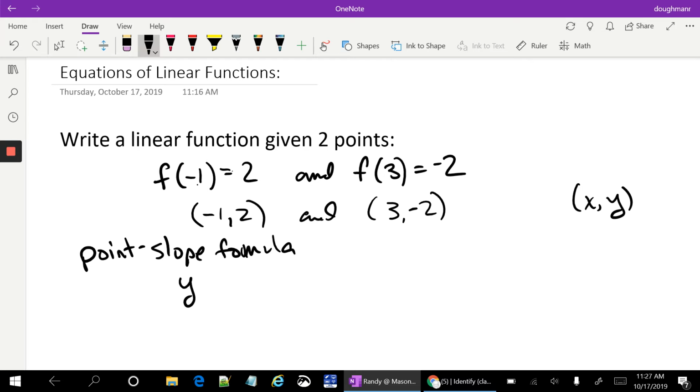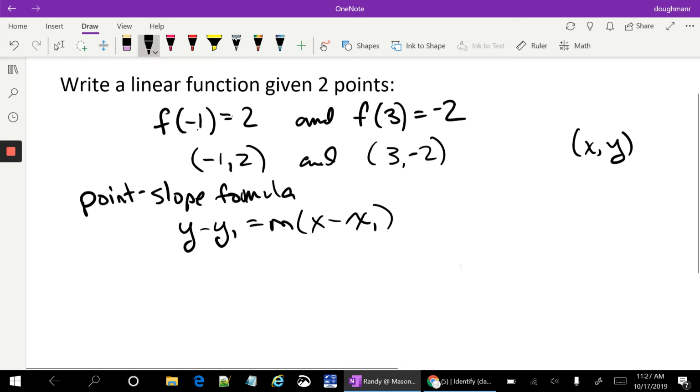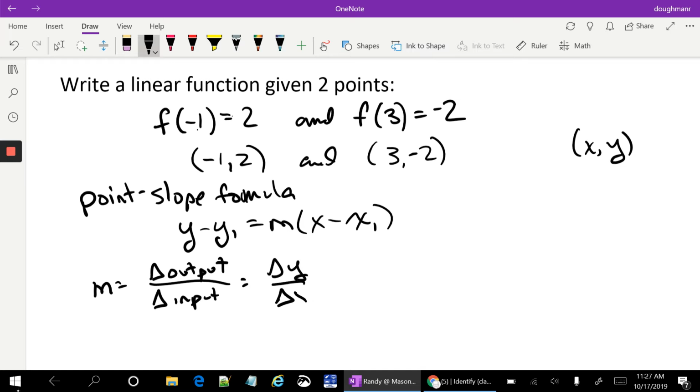And remember, the point slope formula is y minus y1, which is some y value of a given point, and the slope times x minus x1, which is the x value of a given point. So the first thing we need to do is calculate slope. Remember, slope is the change in the output over the change in the input. You may see it as change in y over the change in x, or sometimes we say rise over run.